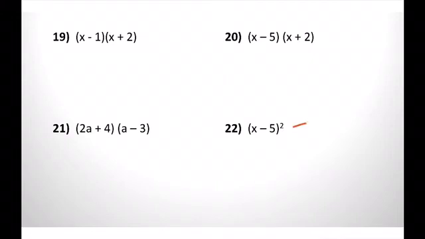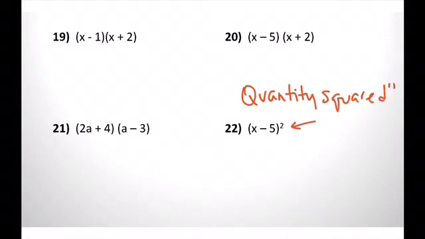So when you see something like this, this is what we call quantity squared. That's because everything that's in the parentheses is going to be squared. So when you see a quantity squared, you need to know that this one's not an easy one. What you need to do is write x minus 5 times x minus 5, because that's what it means. Something to the second power means that number times itself. You need to write it out. There's not a shortcut here.